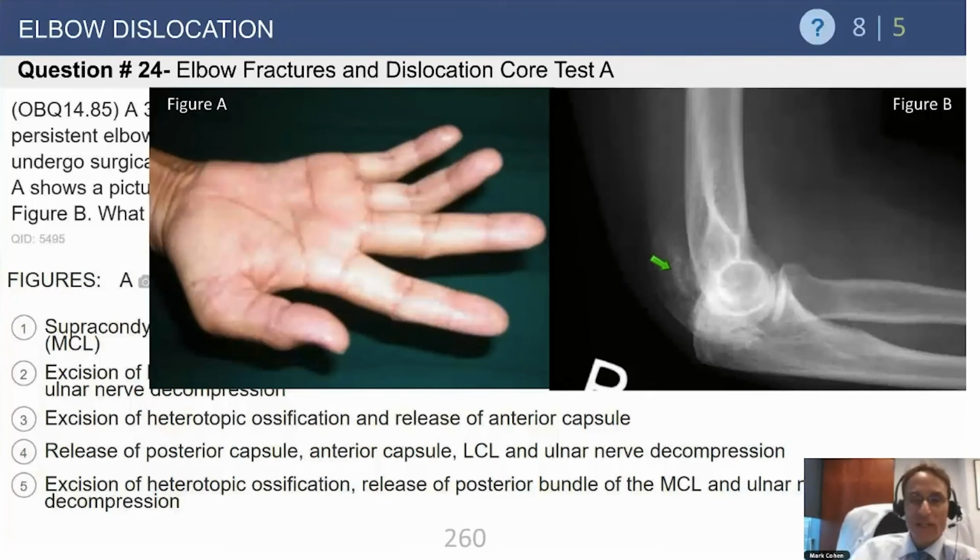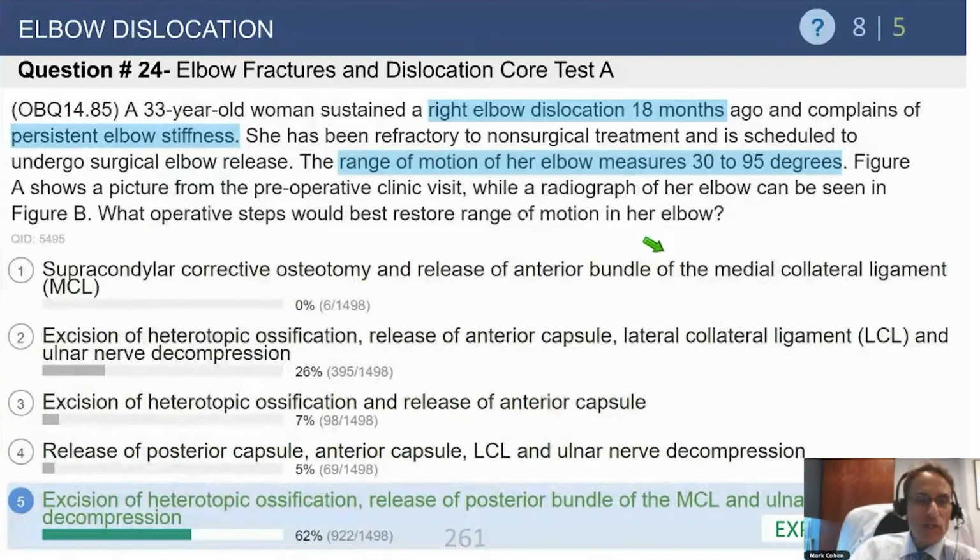We don't fully understand it very well, but we have a stiff elbow after dislocation. We have a claw deformity. We have heterotopic bone. So the obvious answer is we have to remove the heterotopic bone. We have to free up the ulnar nerve, and we have to do an elbow release. We have to release the capsule.